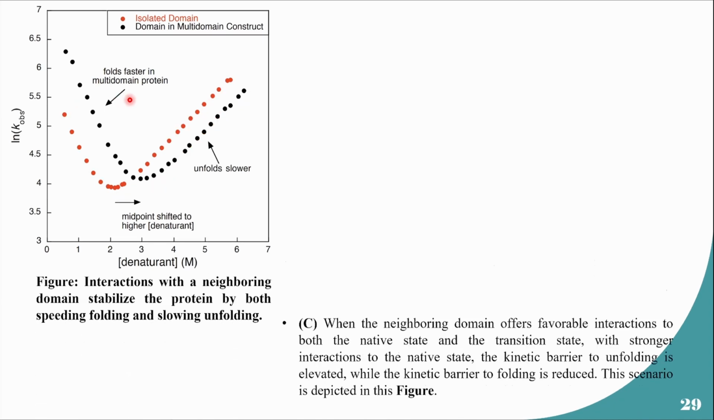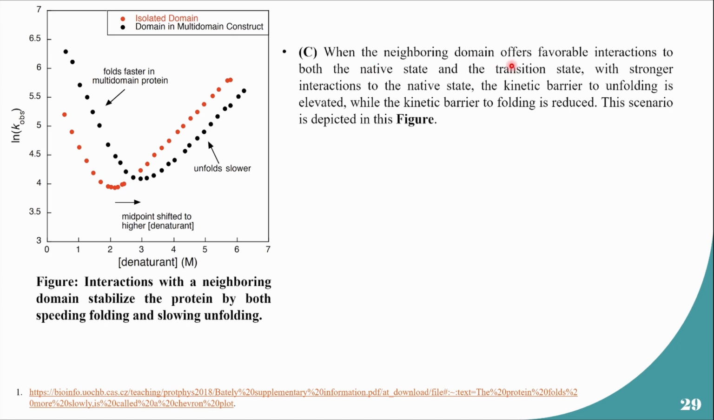So again, another example was that when the neighboring domain has favorable interactions in both native and transition state with stronger interaction in the native state, then the unfolding barrier was elevated while the folding barrier was reduced. So basically, you are getting in essence different patterns in the chevron plot based on the type of interaction or favorability between different domains in a multi-domain construct protein. So you can use these sort of plots to analyze those types of behavior as well, right? So that is kind of the point here. So you can go to the particular links mentioned here and probably look into it in a bit more detail.